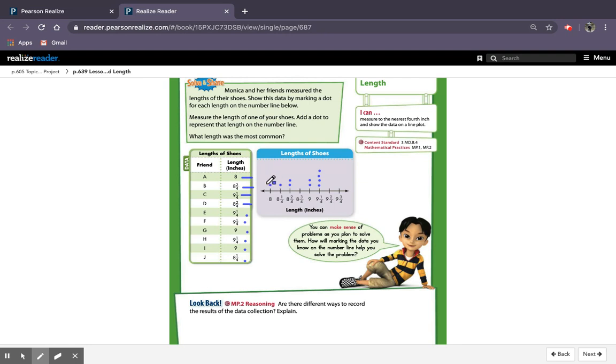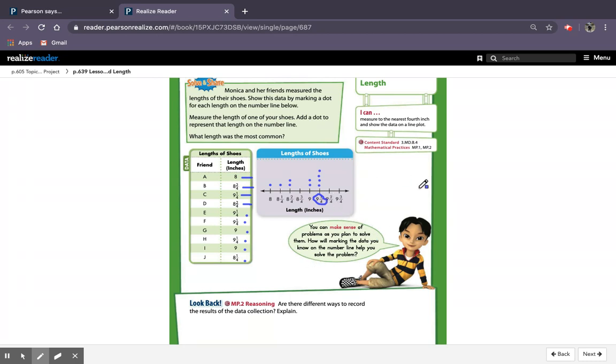So just by looking at this, and if you measured your own shoe, great. You could add it wherever it falls. If it didn't give you one of these measurements, that's okay. The main question they asked us was what length was the most common. So which one has the most dots? That's literally it. Which one has the most dots? So for this one, 9 1/4 is the most common length because that one has the most dots.